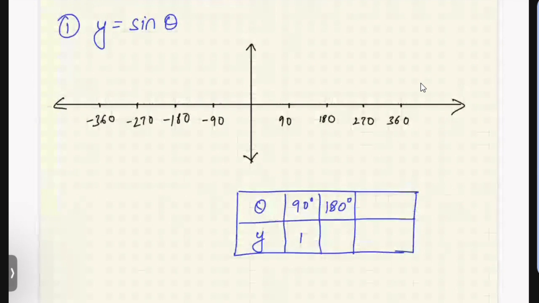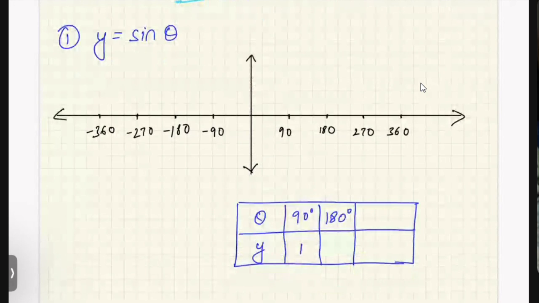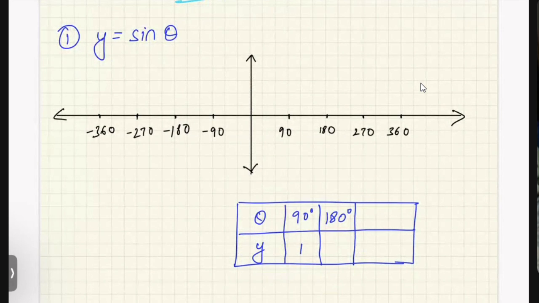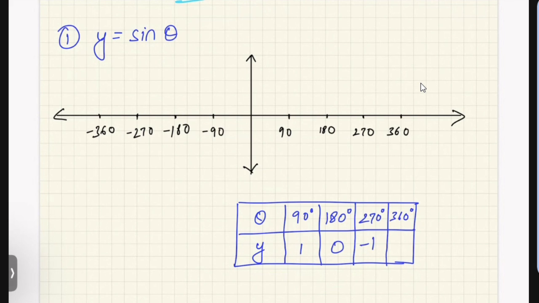Okay, fine. So let's say you want to draw or understand this graph of sine theta. Since you have a calculator, can you tell me what is the value of sine 180? Just to see if you know how to use the calculator. It's on degrees, not radians. So it's 0. Correct. 270 is minus 1, and 360 will be 0 again.